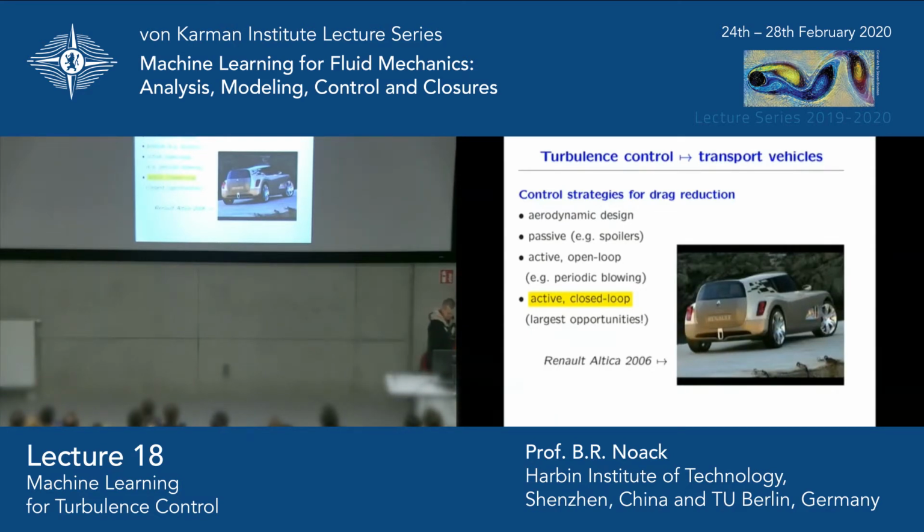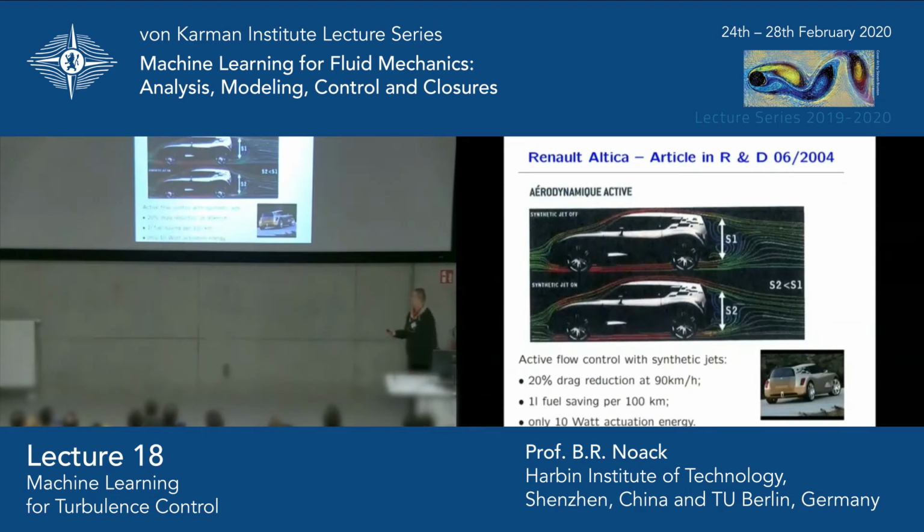And actually, a lot of these things have been done. If you go to a magazine called Research and Development in 2004, you see this car, and you see the simulation with an experiment with the actuation off. So the wake has a certain shape. Now you have zero net mass flux blowing here. There's a change in the wake structures. What is most important, you gain something like 20% drag reduction at 90 kilometers per hour. This translates to about 1 liter of fuel savings per 100 kilometers, and they claim it only took 10 watts of actuation energy.